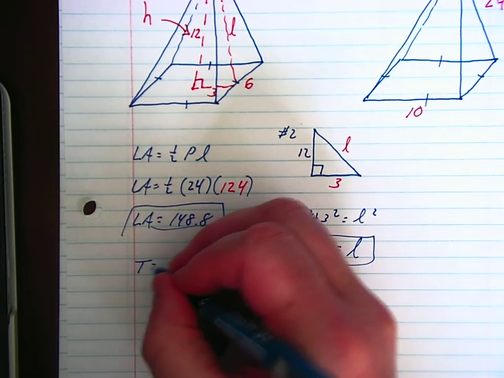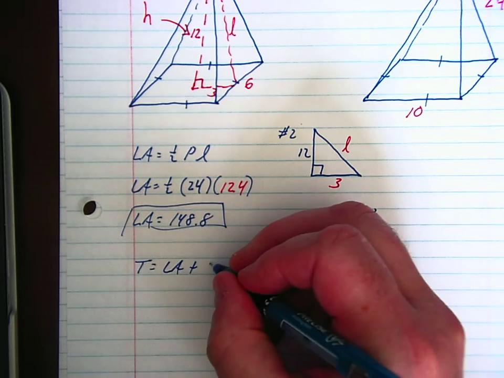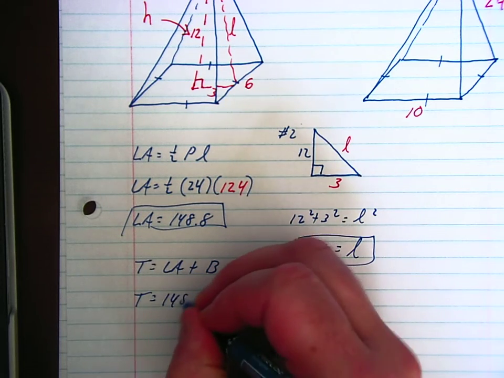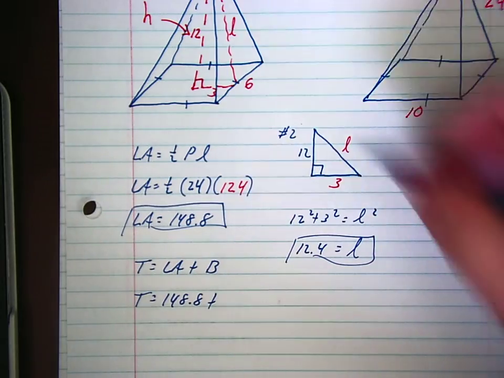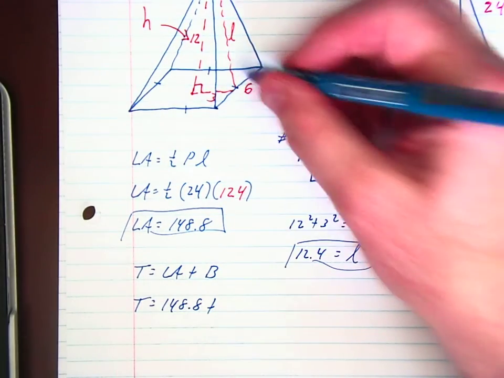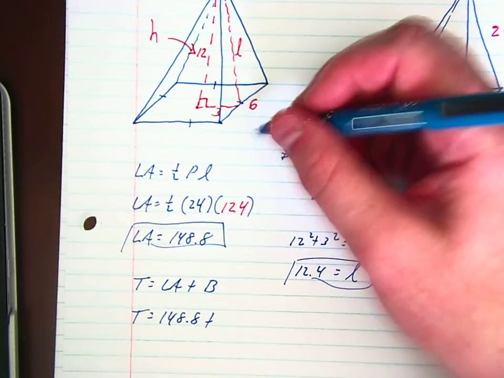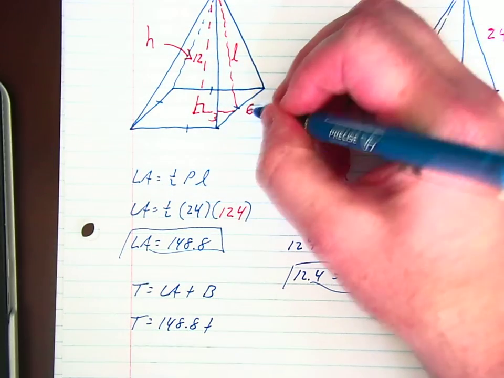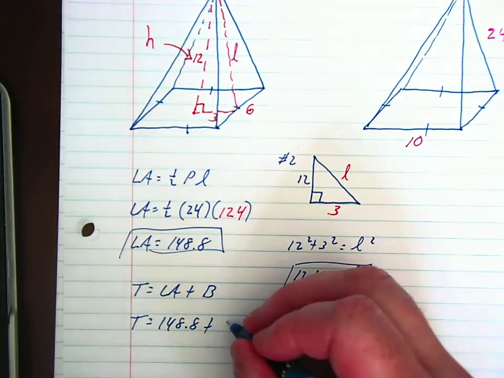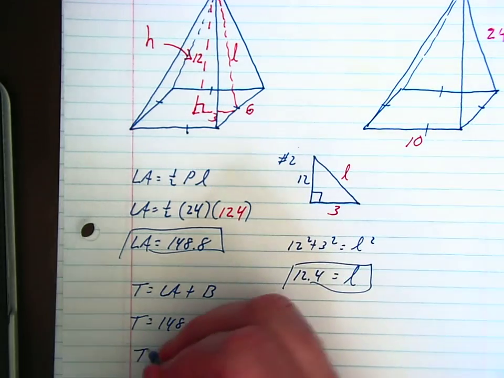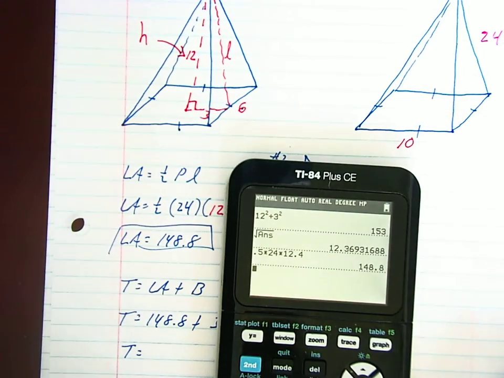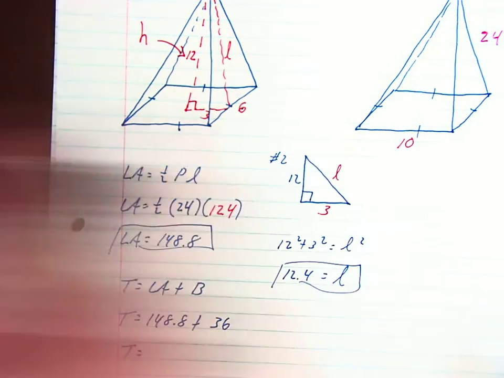All right, total area, lateral area plus the big B, which is the area of the base. So 148.8 plus the area of this base. Now again, that's just a square. It won't always be a square, but I'm giving you guys easier ones right now. So the area of the base is just going to be 6 times 6, 36. So we're going to take the 148.8, we're going to add 36 to it, 184.8.